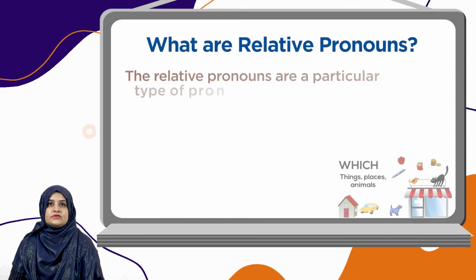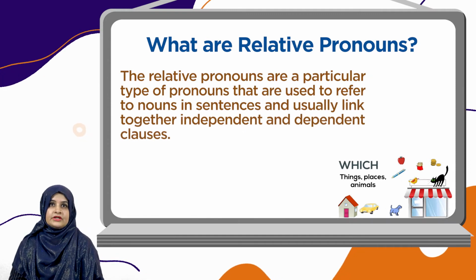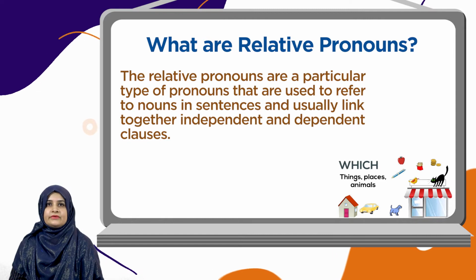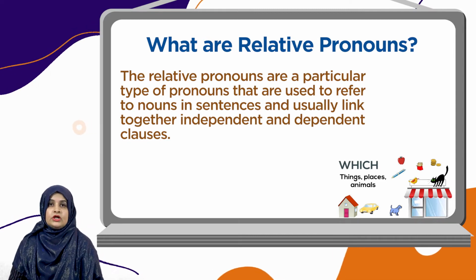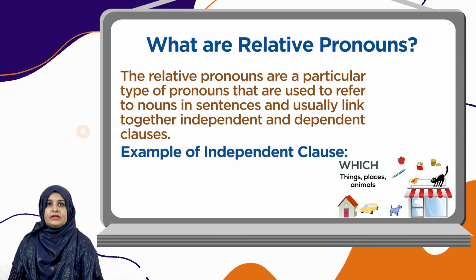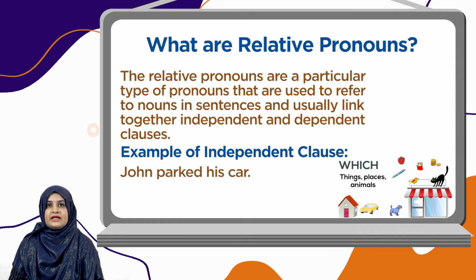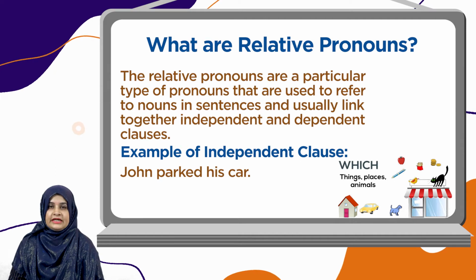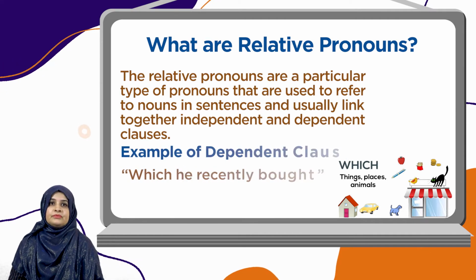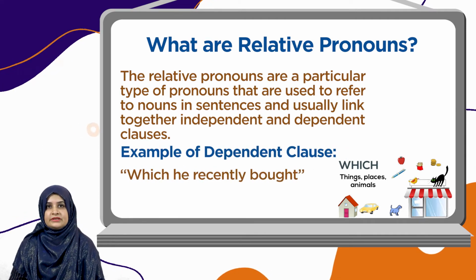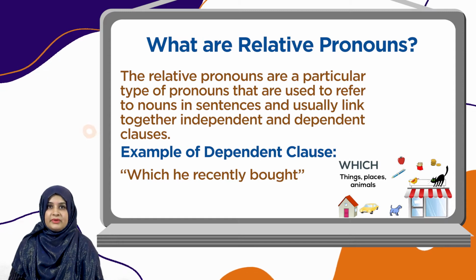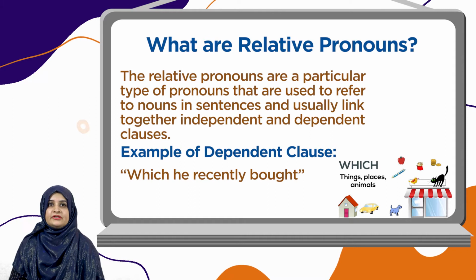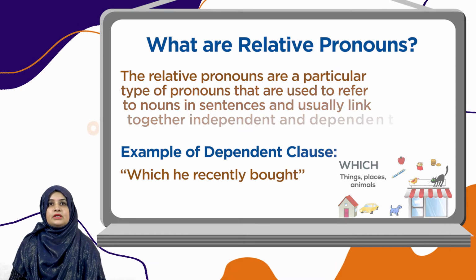The relative pronouns are a particular type of pronouns that are used to refer to nouns in sentences and usually link together an independent and a dependent clause. To give you an example, John parked his car is an example of an independent clause because we can put a full stop in front of it. It's a complete thought. However, if I add which he recently bought, this is an example of a dependent clause because it's an incomplete thought and is dependent on the first part of the sentence.